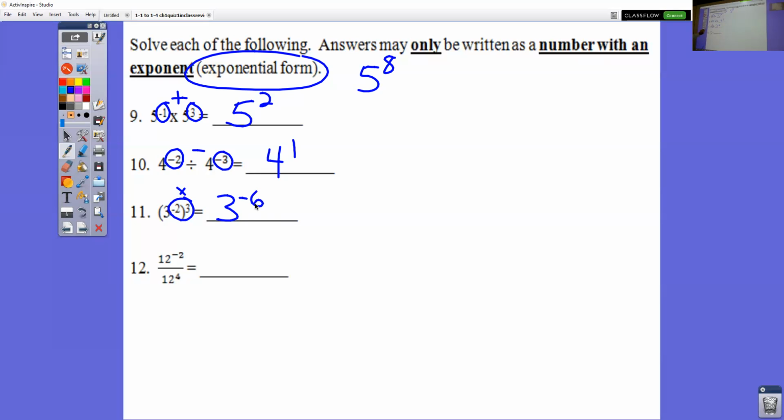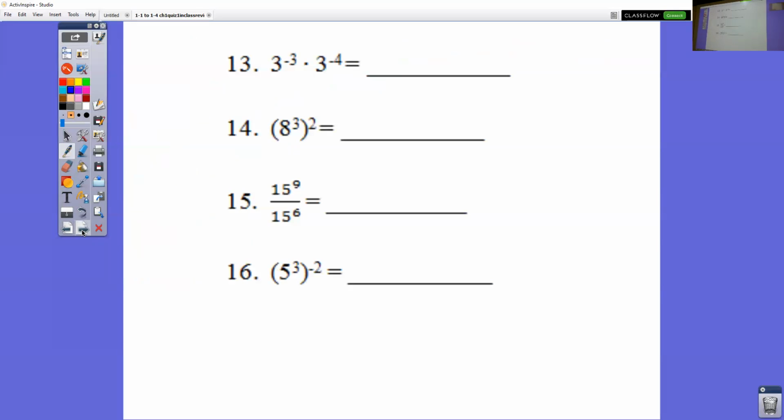In number 12, it's a dividing question. We keep the base the same, so we're keeping the 12 the same. We subtract the exponents. -2 minus 4 is -6. Same type of questions. Go ahead and try 13 through 16.